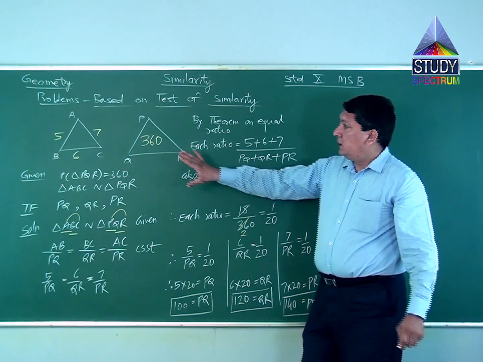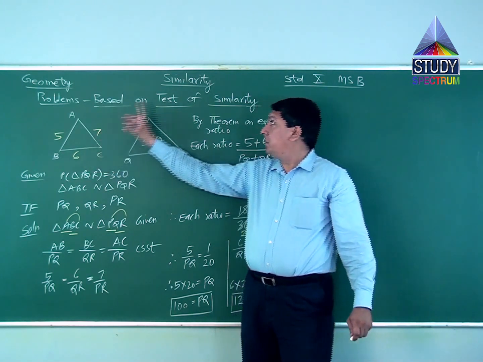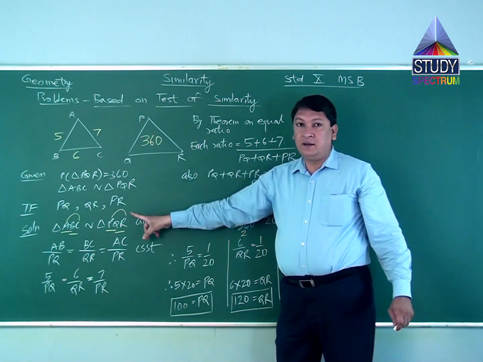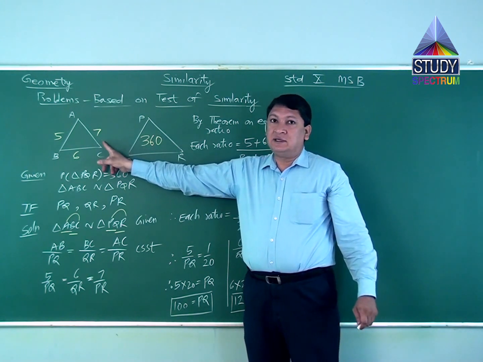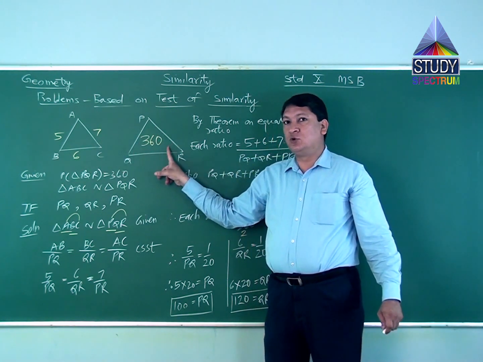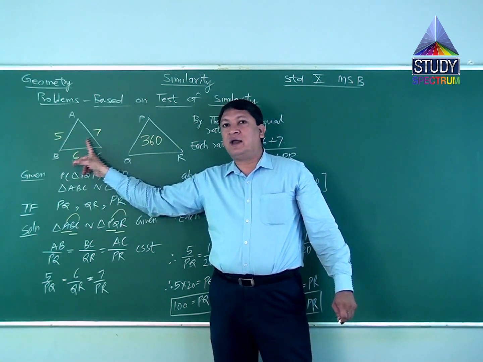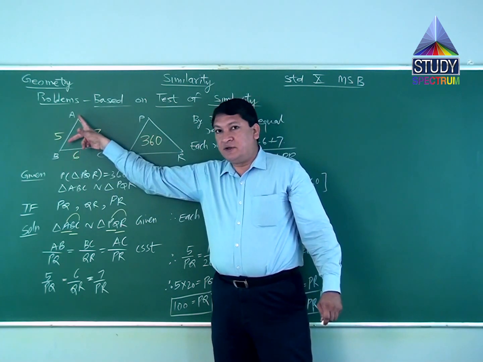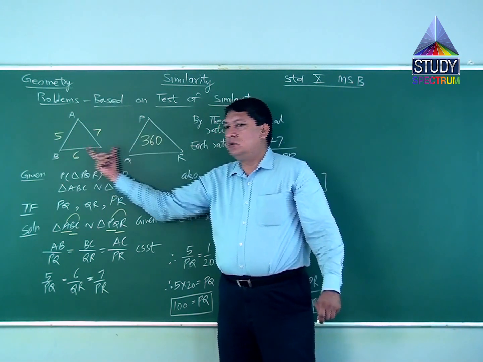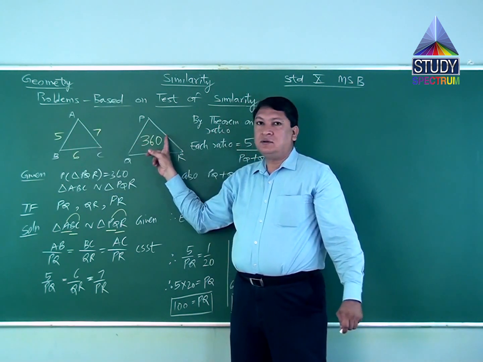So students, what we have done is, we have applied similarity. We have realized that if one triangle's perimeter is known to us, and the other triangle's sides are known to us, and if we know the triangles are similar, that means the sides are in proportion, we can find out the three sides.